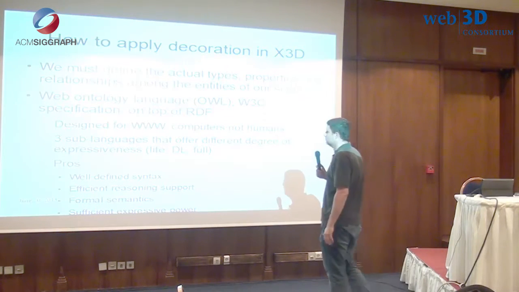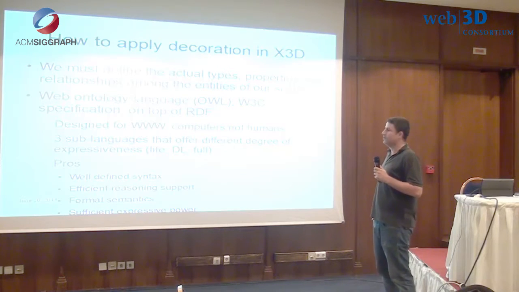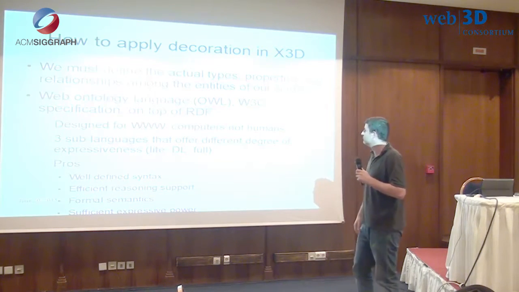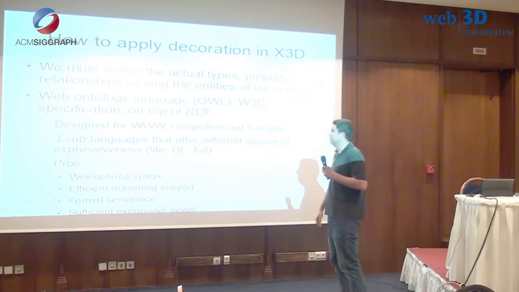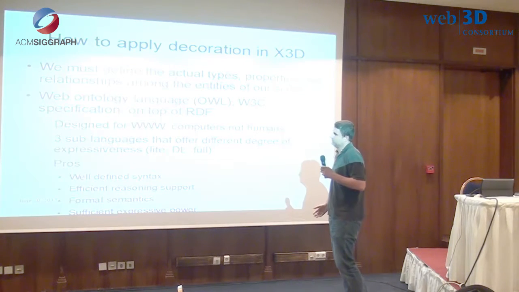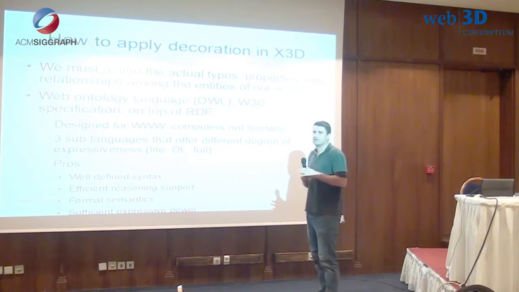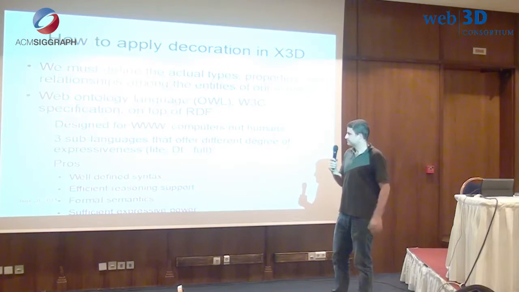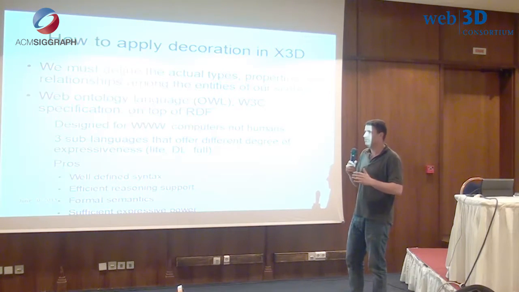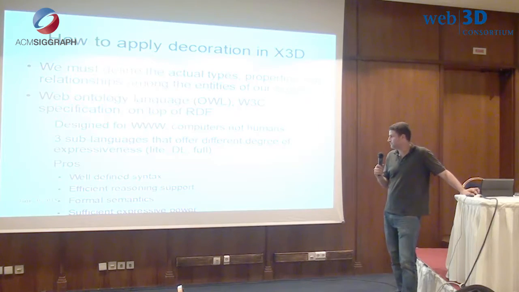In order to exploit RDF, we need to define the actual types, properties, and relationships among the objects we will be using. The Web Ontology Language is very helpful for this. It is also a W3C specification on top of RDF. It is designed for the web, obviously, and it offers different degrees of expressiveness. There are three types of OWL ontologies, like Lite, DL, and Full, and each is convenient for different types of applications in regard to the degree of expressiveness you wish.